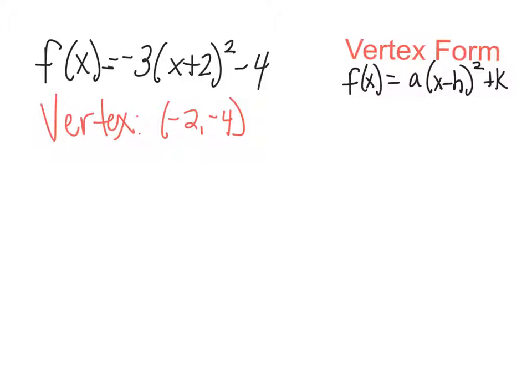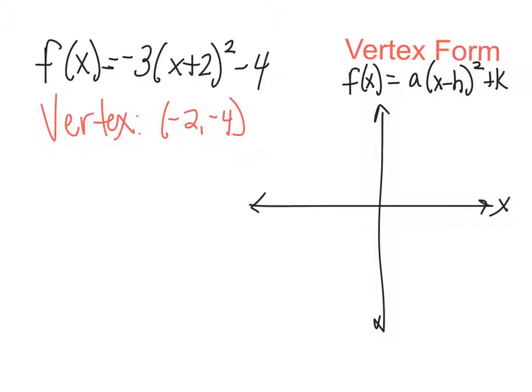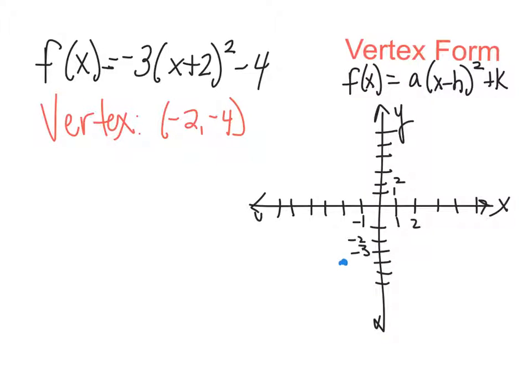So if I graph this, and we're just going through the motions here. Sorry, it's hard to draw with the stylus. Okay, so negative 2, negative 4 is going to give us that point. And that's a maximum. So now we need to figure out other values.